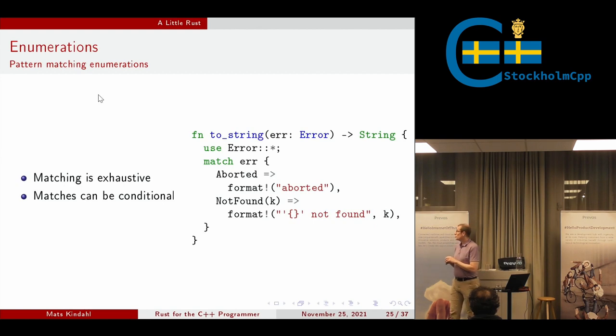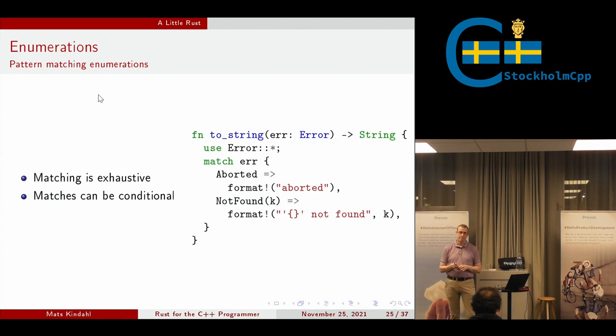Here's an example of using enumerations. It actually has pattern matching. So if you have something of type error, the previous one you saw, you can actually match it. And then you can say, if I got an aborted, I do something. In this case, I return the string aborted. If it was not found, then I can actually take that parameter k and build a string from it and return that. So it's actually quite convenient to use when you build systems. I like this kind of model of working.